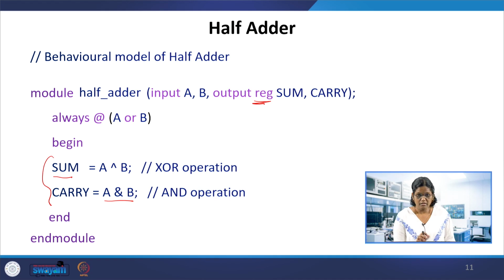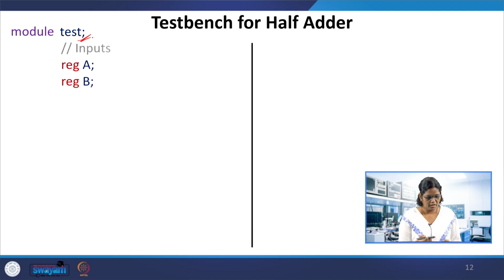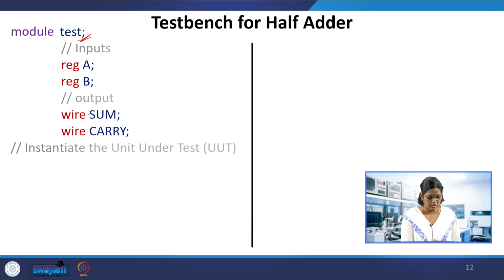So now, taking this half adder, structural, data flow and the behavioral model, how do we write the test bench for it? Any one of the modules can be considered. Here we have the test bench for the structural model. The module is simply called half adder test, or you can give it any name. Then the inputs A, B are declared as reg, and outputs sum and carry are wires. First inputs and outputs are declared, and then we instantiate the UUT.